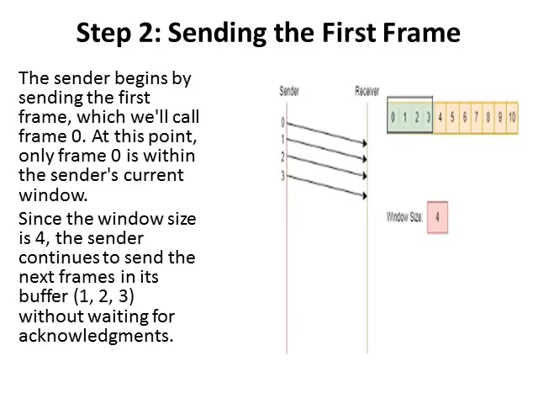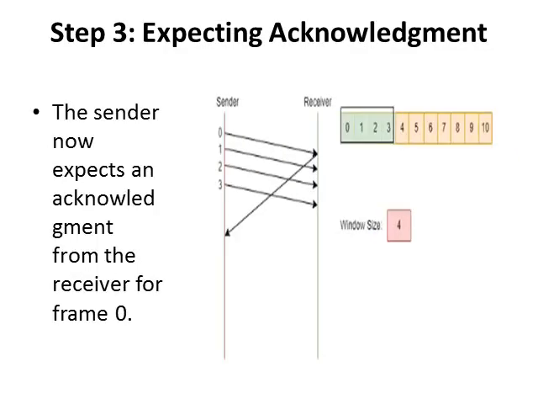Second step: the sender has sent the first 4 frames, that is 0, 1, 2, 3, from the sender to the receiver, and it waits for the acknowledgement. We all know that the sender's window size is 4 and the receiver window size is 1. After the first frame is received, the receiver sends the acknowledgement for the first frame, that is the 0th frame.